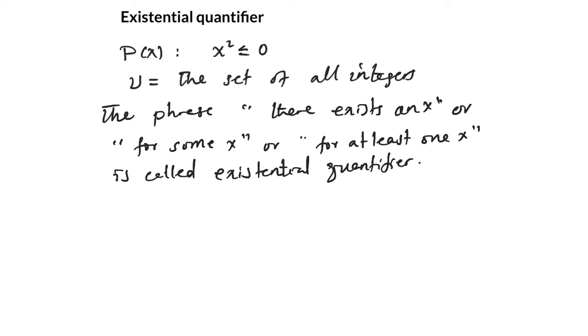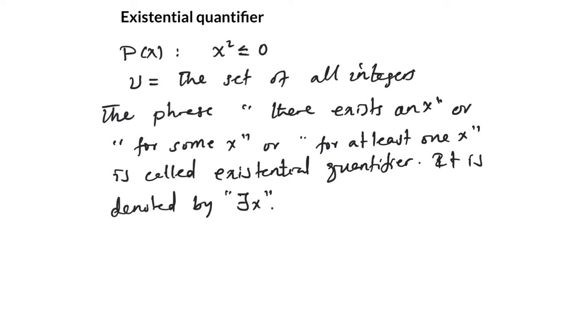The existential quantifier is denoted by the symbol. As you can see, this is a capital E written the other way around. So we change the direction of E to represent the existential quantifier. The existential quantifier indicates the existence of at least one element, or some elements, in a given universal set where a predicate is true.